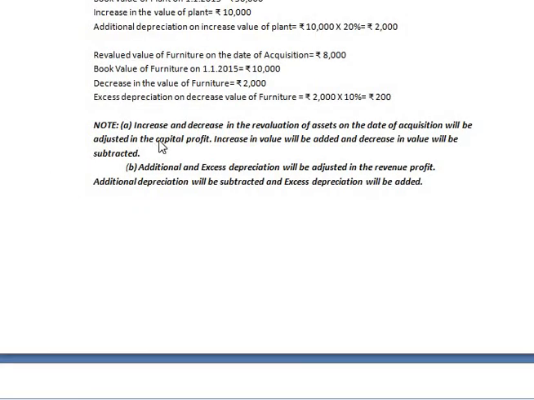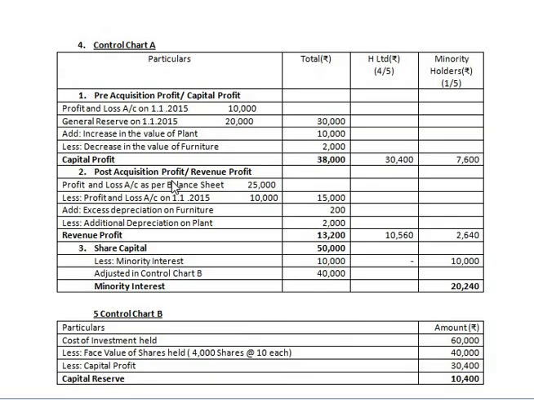So point to be noted here. So increase and decrease in the revaluation of assets on the date of acquisition will be adjusted in the capital profit. Increase in value will be added and decrease in value will be subtracted, because increase in value will be a profit, then decrease in value will be a loss. Then the case of additional and excess depreciation will be adjusted in the revenue profit. So additional depreciation will be subtracted, it will decrease the profit, and excess depreciation will be added because it will increase the net profit.